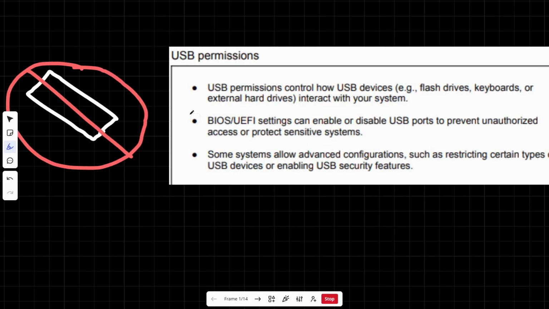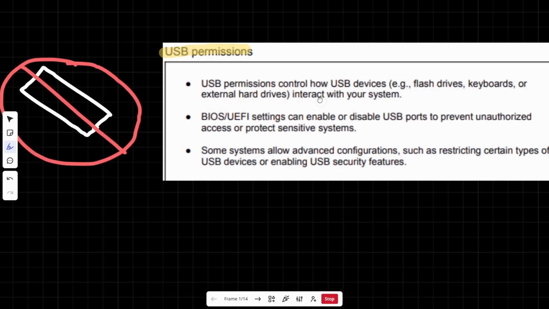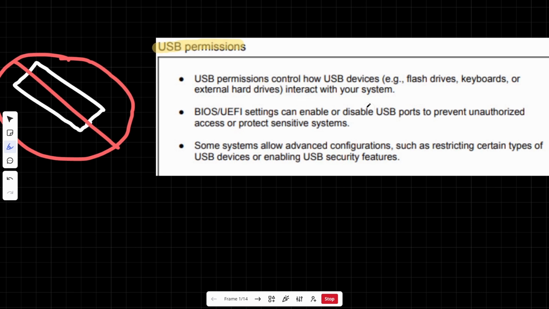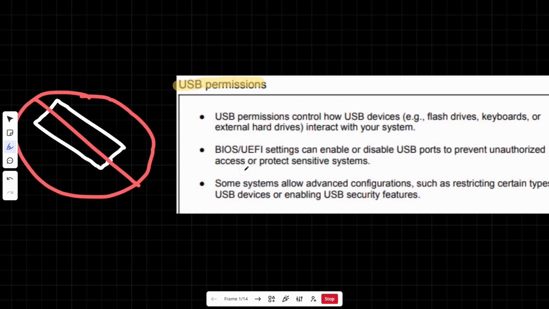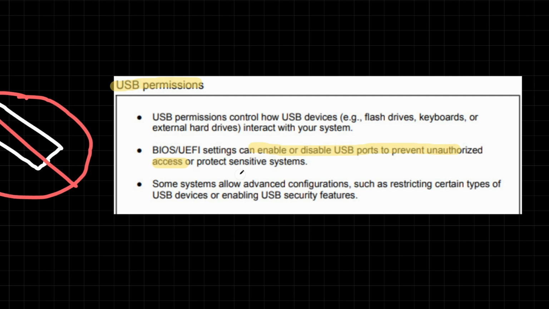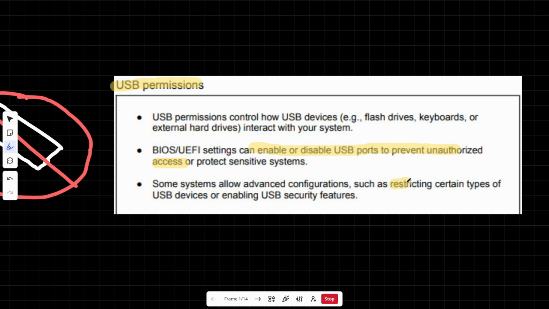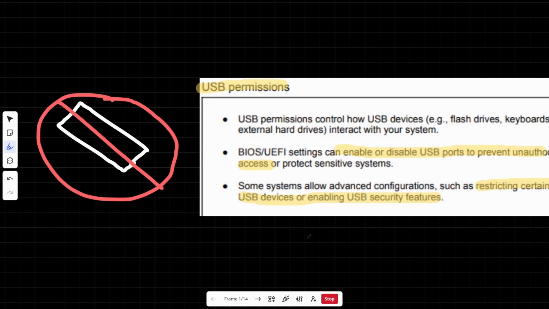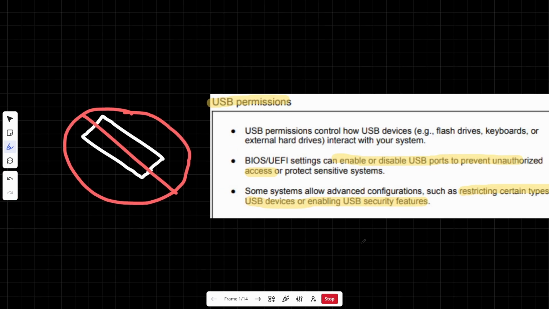In your BIOS or UEFI, you can also have a look at your USB permissions. You can turn USB permissions on or off, so you can completely disable any USB slots. You can enable or disable USB ports to prevent unauthorized access. So that way, if someone tries to stick a USB in your device, it won't do anything because you've actually disabled that permission. So that's a good security step you can potentially take. You can also restrict certain types of USB devices or enable USB security features too. There are a lot of more advanced ones that you can do, but basically just know you can fiddle with your USB permissions. You can turn them on or off. Largely, that's what you're going to need to know for your exam.